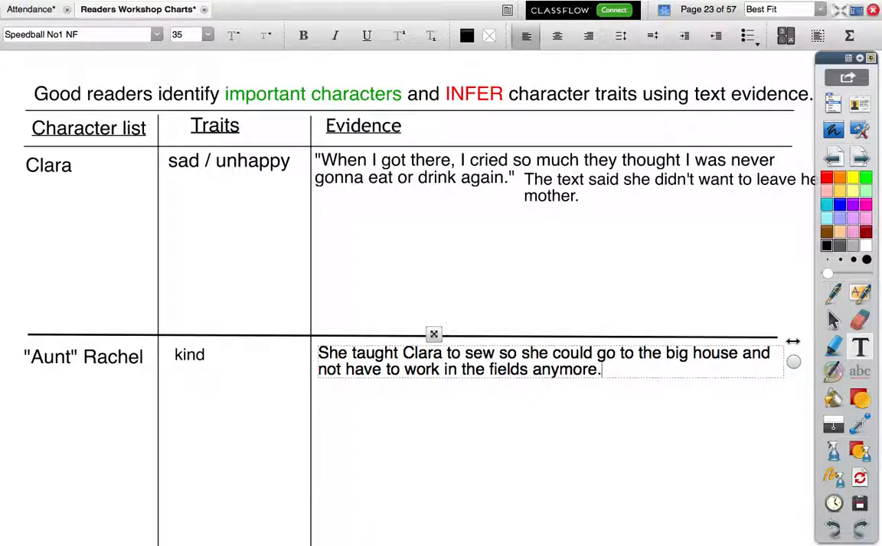Okay, good. So remember, when we use text evidence, we can use quotes, just like we did here with Clara, okay? "When I got there, I cried so much I thought I was never going to eat or drink again." Or we can just reference what the text says, okay? The text said she didn't want to leave her mother. She taught Clara to sew so she could go to the big house and not have to work in the fields anymore, okay? So we can do both. We can use quotes, or we can summarize in one sentence a part of the book, okay? So let's look at a little bit more of the story, see if we can come up with some more traits.